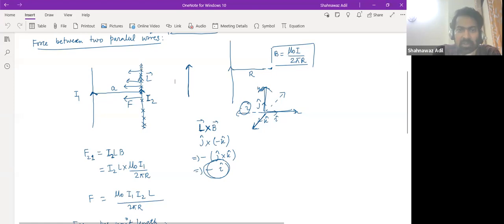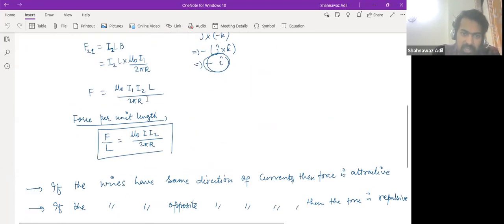So then we calculated the force experienced by this wire, and that we calculated as this. Then we calculated the force per unit length as this thing.